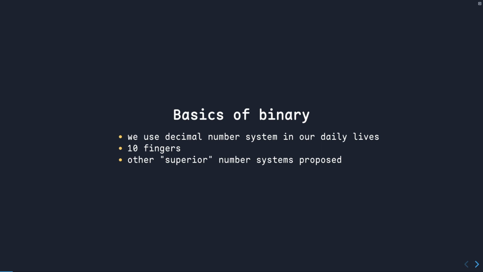So in our daily lives, we use the decimal number system for counting and for writing down numbers, which was originally invented because we have 10 fingers, which is the most straightforward way to count things. There have been other, quote unquote, superior number systems that have been proposed. Those are not necessarily worse. They are actually better in a lot of ways, but they are just very hard to integrate. So the number system has basically stuck for the last couple of 100 years.